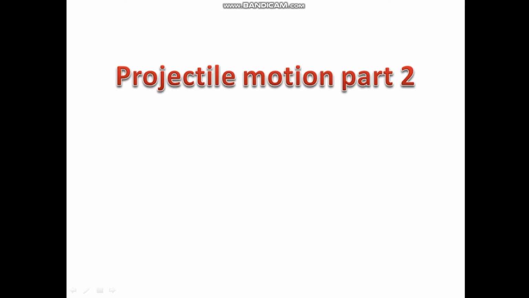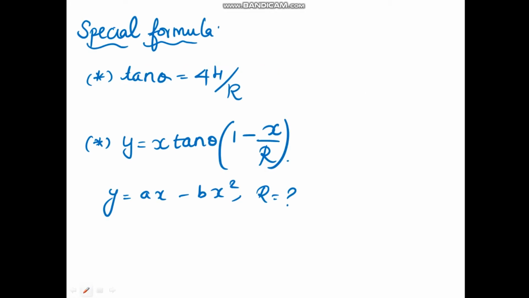In this video lecture, let us see about the extra edges of projectile motion. In the previous video, we have seen the complete details of projectile motion. We have a special formula here, that is tan theta is equal to 4h by r, where h is the height reached and r is the range covered. Remember that here theta is the angle with horizontal and it is not the angle with vertical.